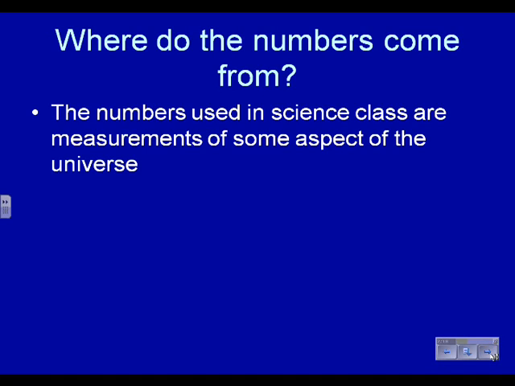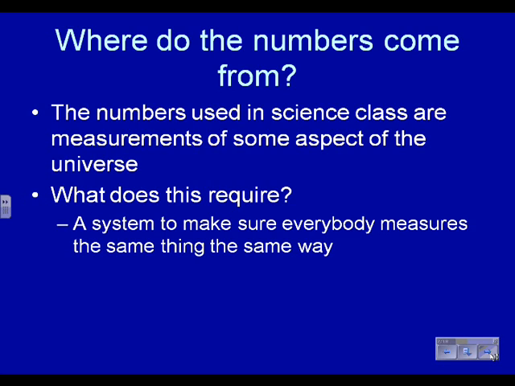But all the numbers that we use in science class are measurements. They're measurements of some aspect of the physical world, some aspect of the universe. That being said, that requires that we are all on the same page, so that when we're measuring something, we should get the same thing as somebody else measuring that same object. Why? Well, if we're measuring the same thing, we need to be able to see that we're talking about the same thing and that we're talking about it consistently.